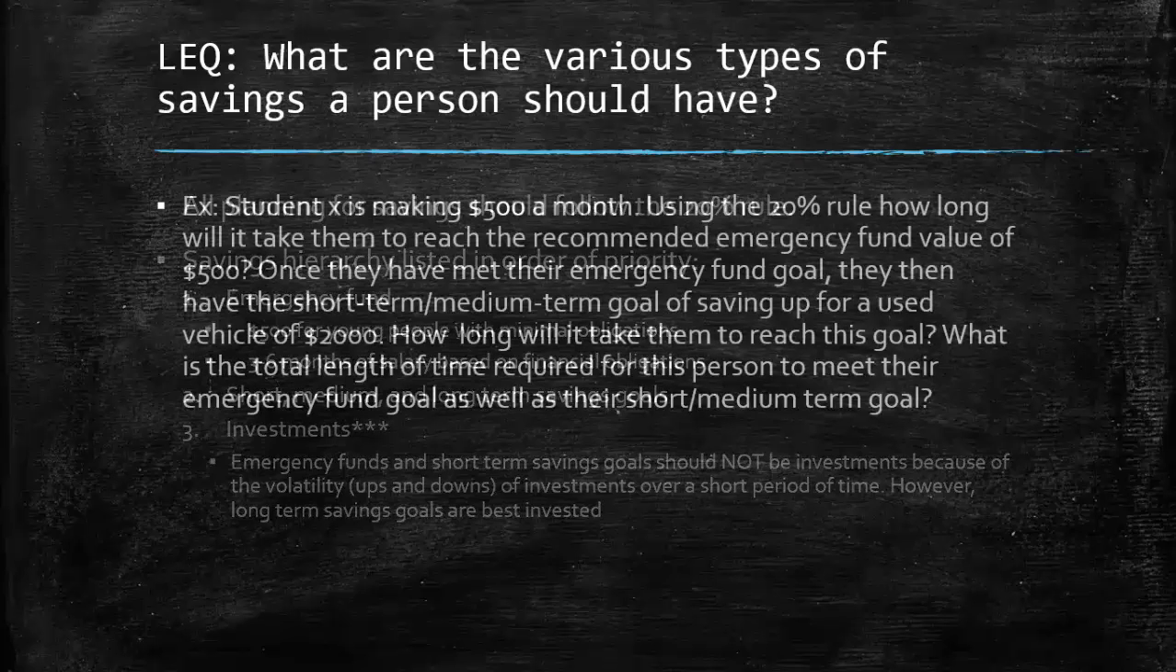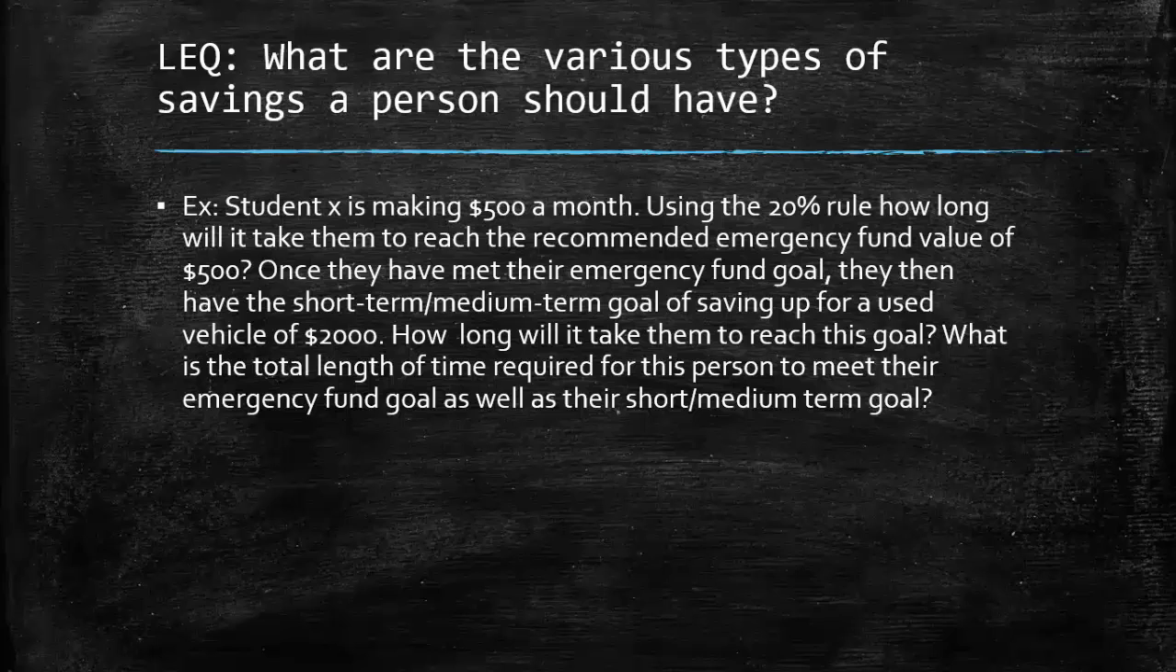So let's do an example. Now, this is something that you guys may or may not see on a quiz very soon. So student X is making $500 a month. Using the 20% rule, how long will it take them to reach the recommended emergency fund value of $500? Okay, their average monthly income is $500. I'm going to do $500 times 0.2, 20%. That means $100. So that means in 1 month, the first month, they're going to put $100 in their emergency fund. Cool. So here's my question.